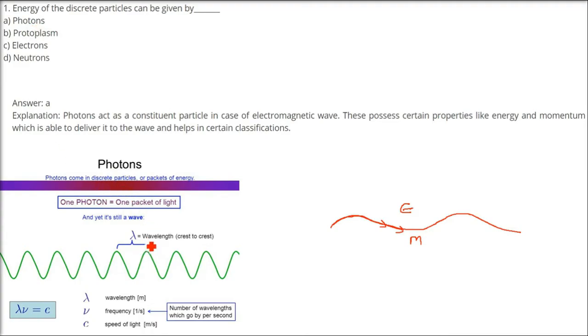So photon acts as a constituent particle if we talk about electromagnetic waves, because it has certain attributes or properties like energy and momentum. So one photon is equal to one packet of light, which is able to deliver it to the wave and also helps us for certain classifications. So photons come in discrete. Discrete means you can discern them. So discrete particles or packets of energy.